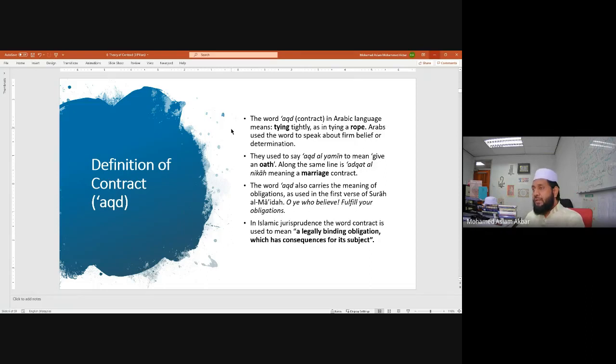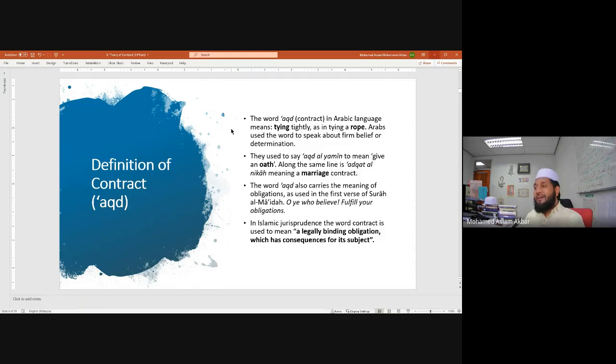But here we are going to talk about the word as it is used for transactions. They also use the word aqad al-yamin to mean giving an oath. For example, if there is a session where you have to give an oath, let's say you go to the mahkama, the court, then you need to give an oath. This is aqad. Along the same line, in aqdun nikah, this aqad I think most of us know because it is used in the marriage contract. You need to know that marriage is also a kind of contract.